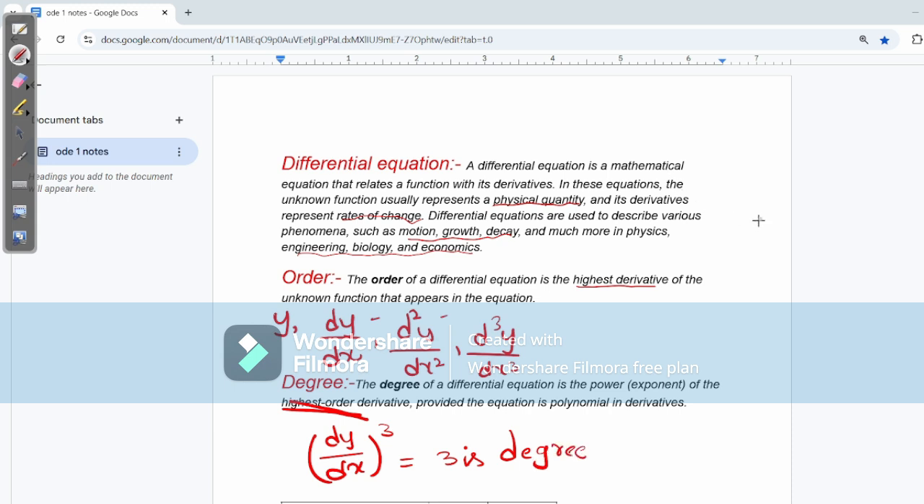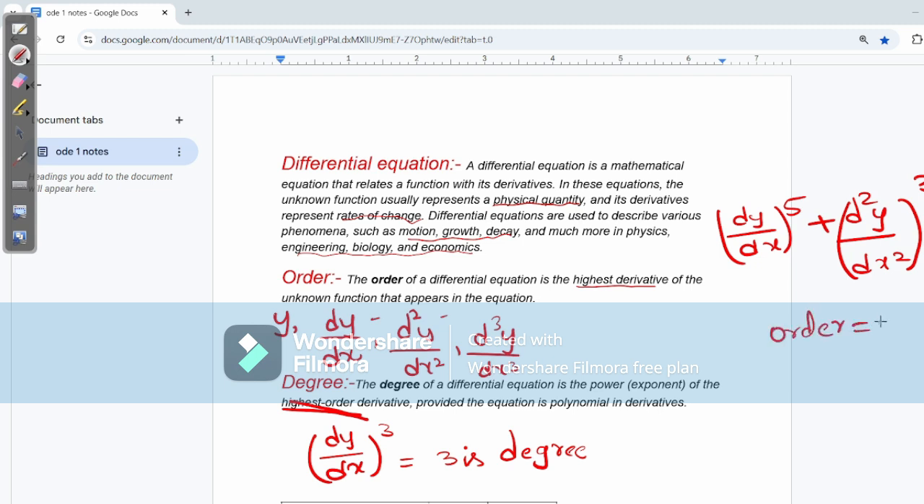Now I'll give you one more example: dy by dx whole power 5 plus d square y by dx square whole power 3. So here the order is 2 and the degree is 3. Why? Because we take the power or exponent of the higher order derivative. Here this is order 1, this is order 2, and only the power of the higher order derivative we have to represent.